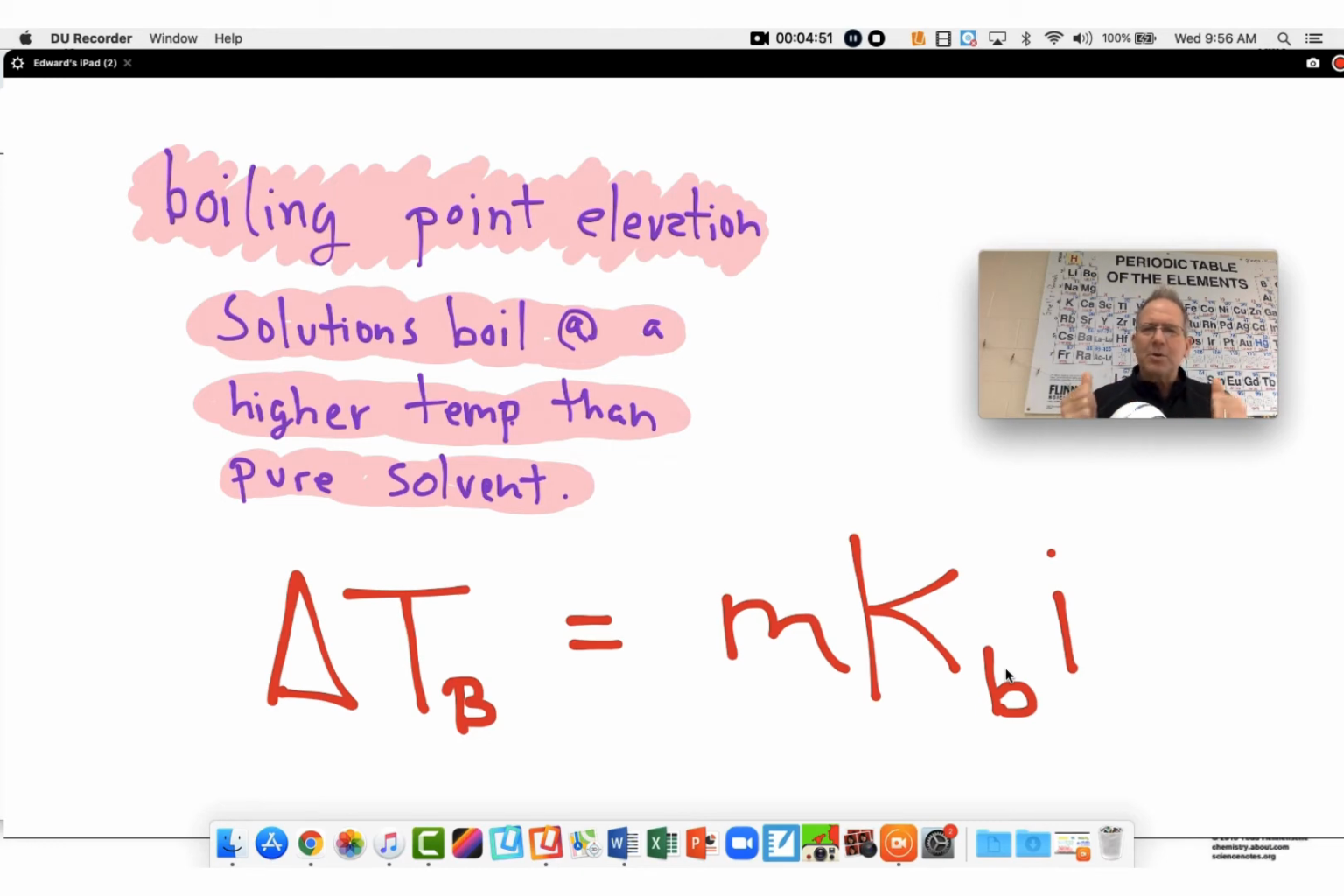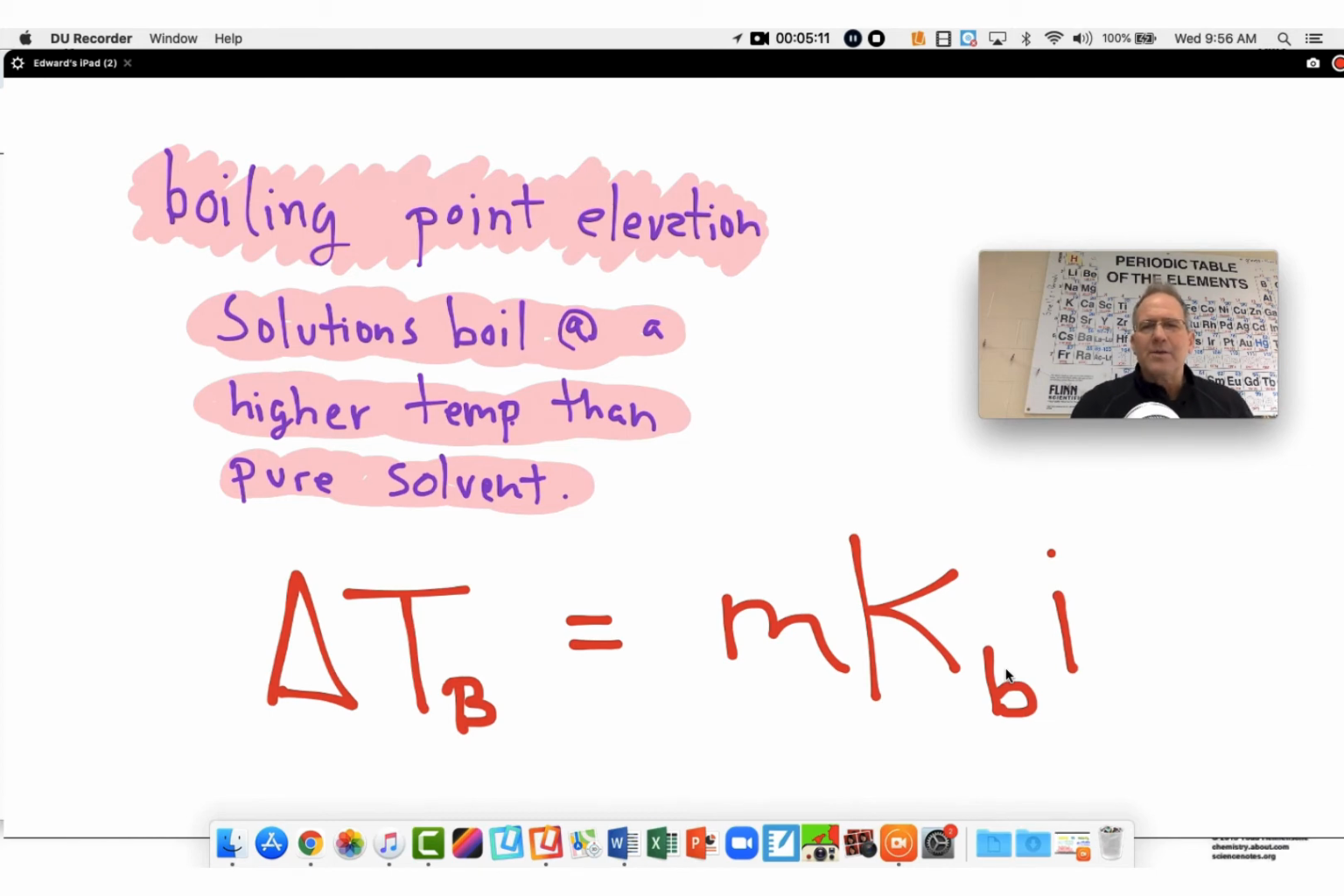So the temperature overall is going to have to be higher before it will boil. So again, interference. If you just think of it as the particles of the solute are interfering with the solvent's normal abilities, you should be good to go.